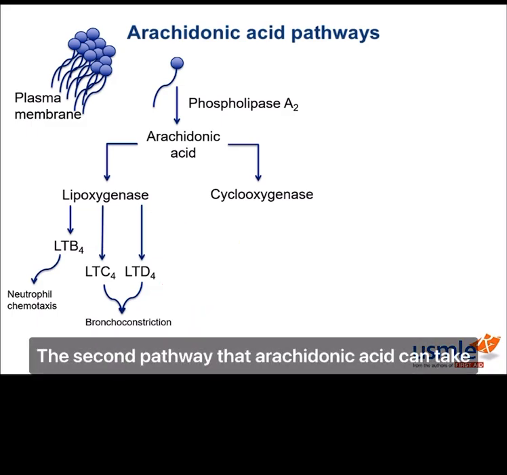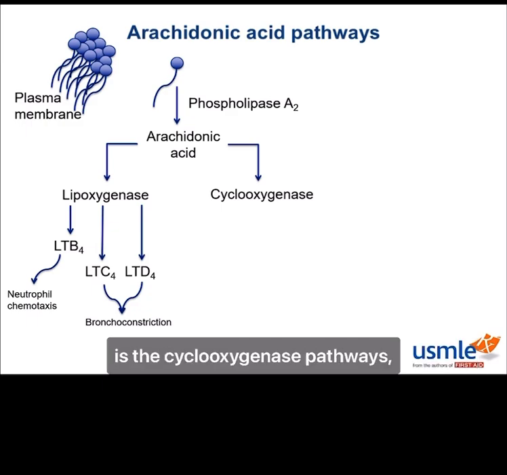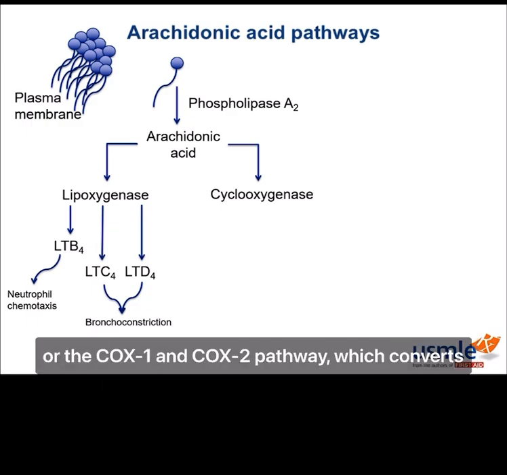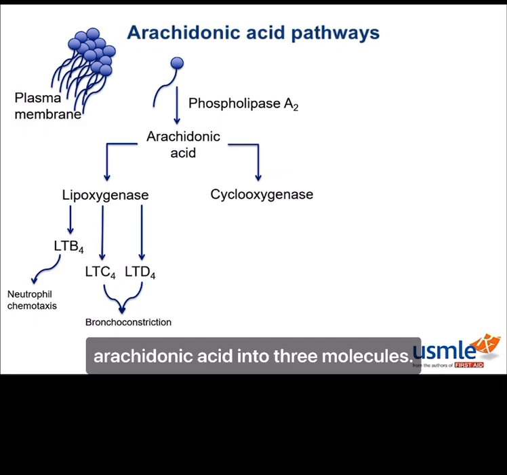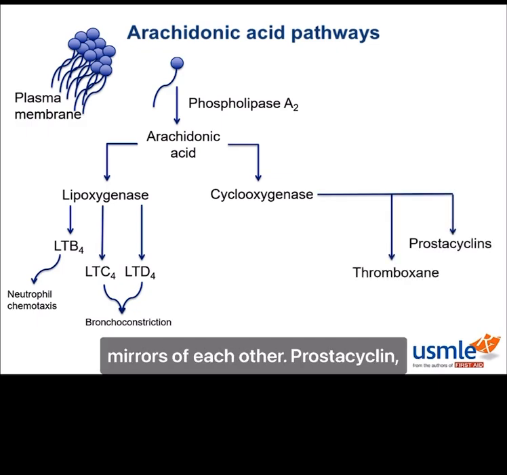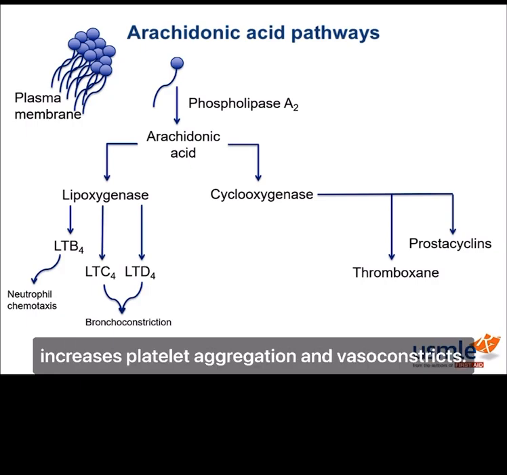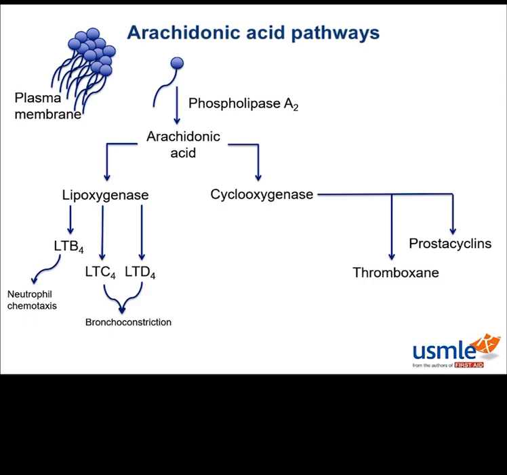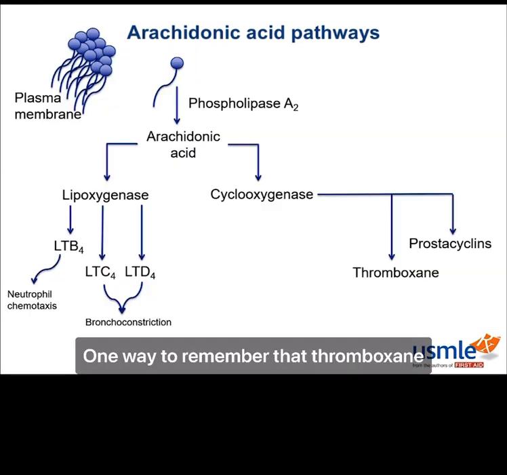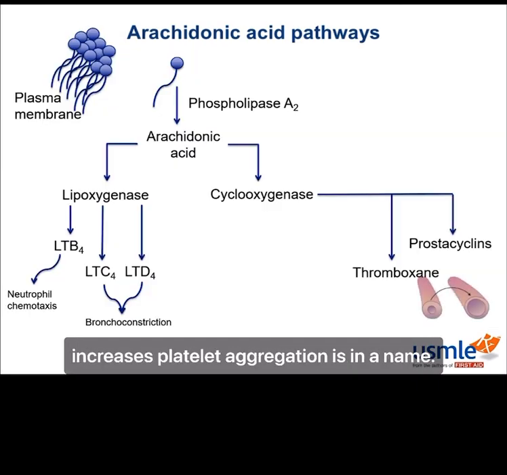The second pathway that arachidonic acid can take is the cyclooxygenase pathway, or the COX-1 and COX-2 pathway, which converts arachidonic acid into three molecules. The first two are in some sense mirrors of each other. Prostacyclin, or PGI2, decreases platelet aggregation and also vasodilates, while thromboxane increases platelet aggregation and vasoconstricts. One way to remember that thromboxane increases platelet aggregation is in the name. Thrombo is also the root for thrombus, or clot.